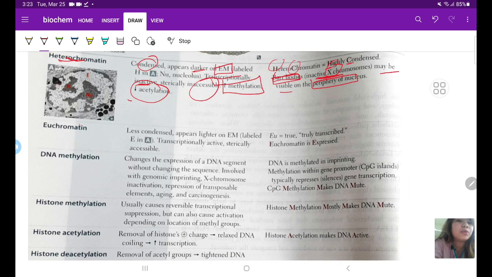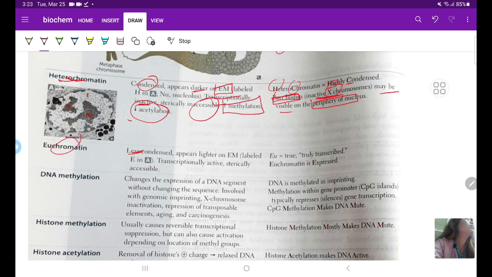The next is the euchromatin. This is less condensed. So to further remember it more clearly, heterochromatin HC is highly condensed while euchromatin is less condensed. This appears lighter on electron microscope. Here, this is lighter, compared to this, darker. This is heterochromatin and this is euchromatin. This is transcriptionally active.